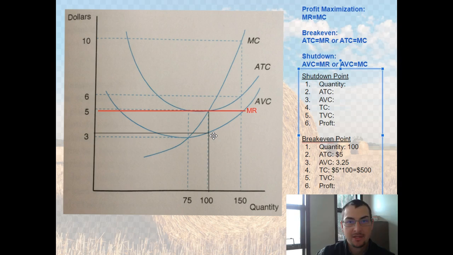Now we have to find our total variable cost. We've already established that our average variable cost is roughly $3.25. For us to produce 100 units, it's going to cost us in variable cost on average $3.25. So to find our total variable cost, we simply multiply our average variable cost times the quantity. That's going to be equal to $3.25 times 100 units, giving us a total of $325.